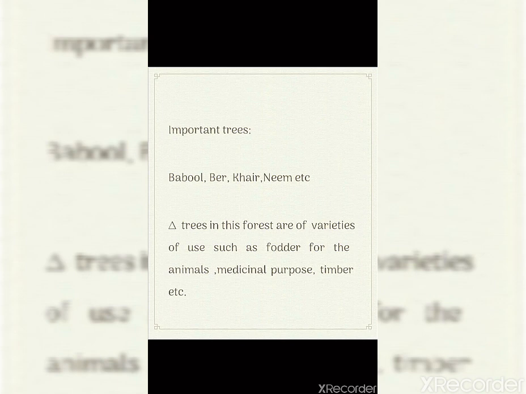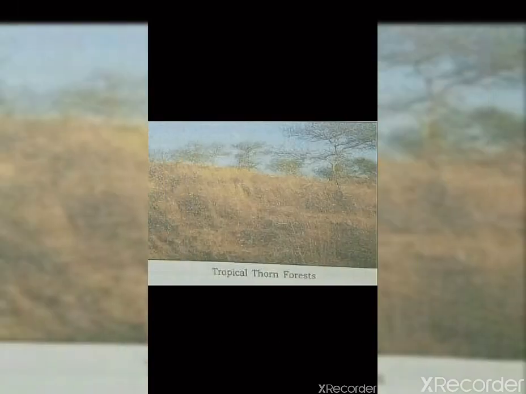Main trees found here are varieties of acacias, babul, an Indian variety of acacia, ber, khejri, neem. All these are major trees found there. These trees are used by the natives as fodder for the animals, and many trees have medicinal purpose like neem, and they provide timber for people to build their houses, and the leaves and branches of these trees are used for thatching their houses. So that's about the thorn forest or desert forest.